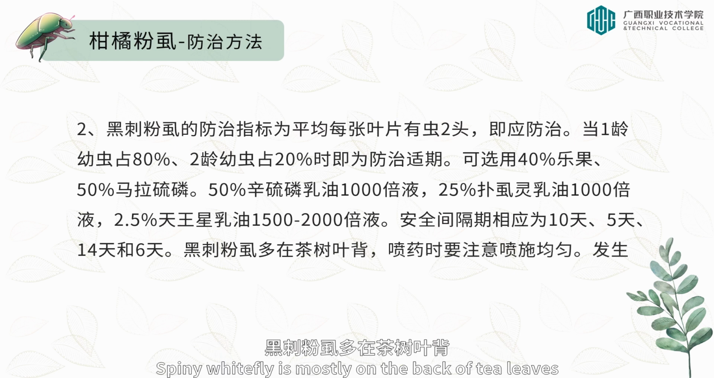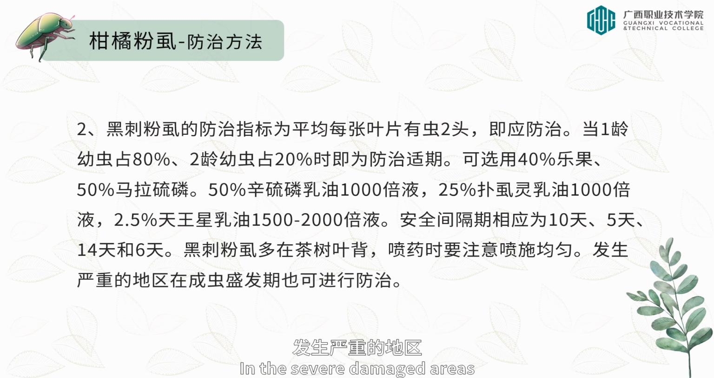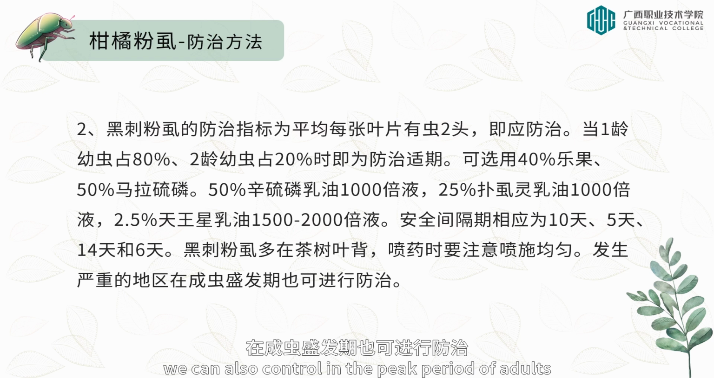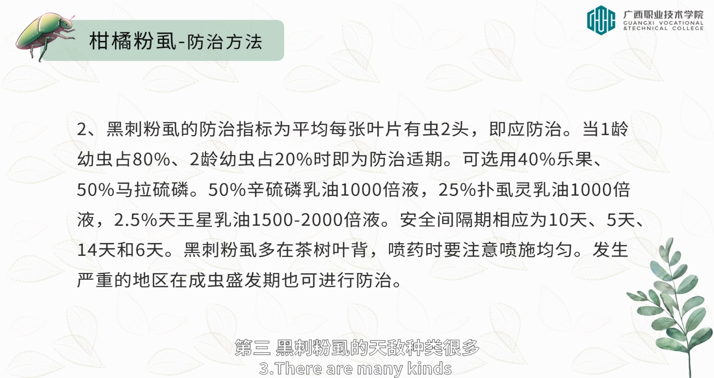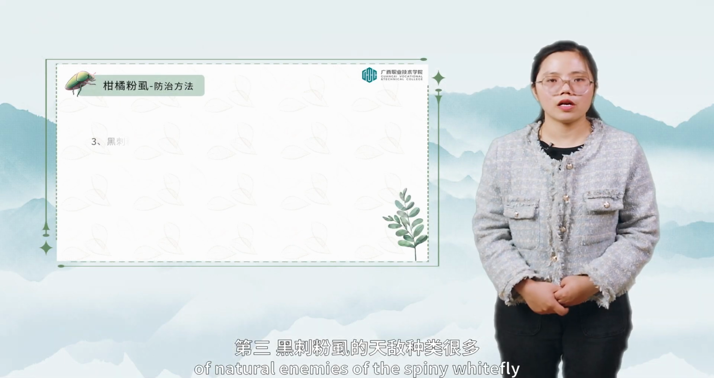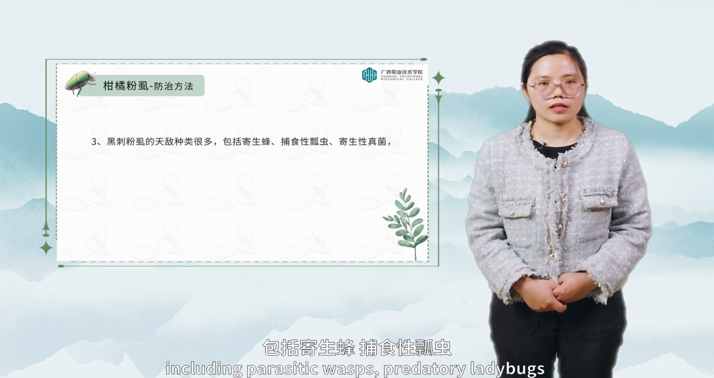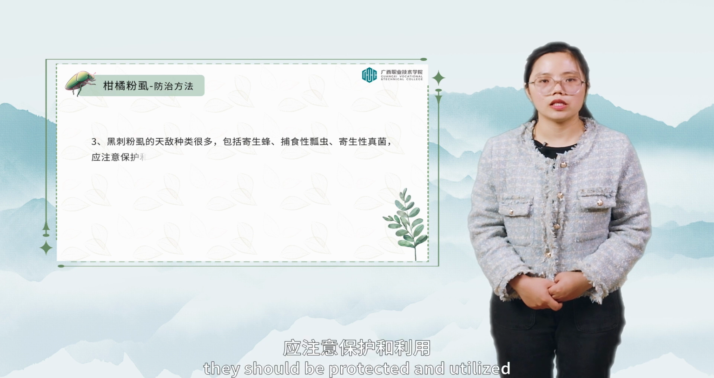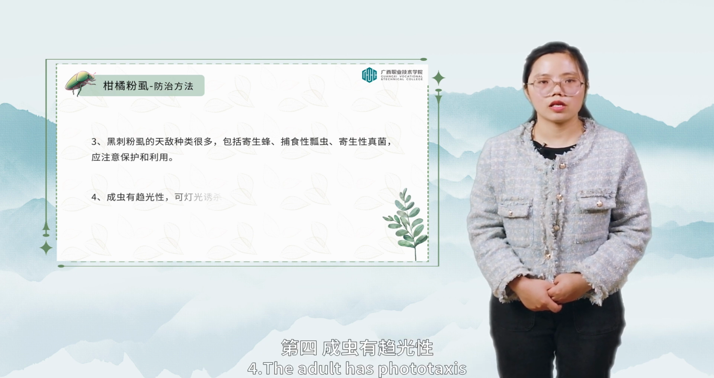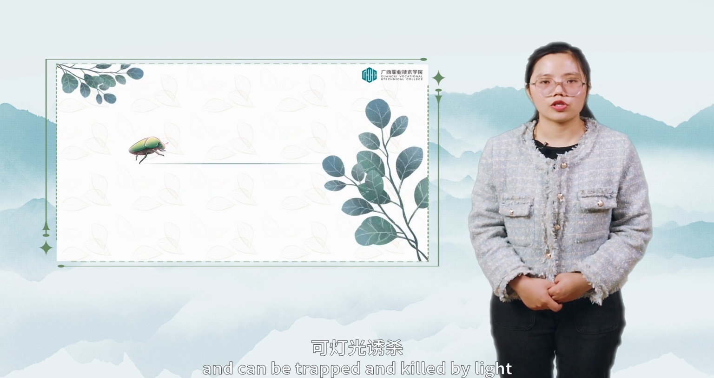Spiny whitefly is mostly on the back of tea leaves. When spraying, it should be sprayed evenly. In the severely damaged areas, we can also control in the peak period of adults. 3. There are many kinds of natural enemies of the spiny whitefly, including parasitic wasps, predatory ladybugs, and parasitic fungi. They should be protected and utilized. 4. The adult has phototaxis and can be trapped and killed by light.